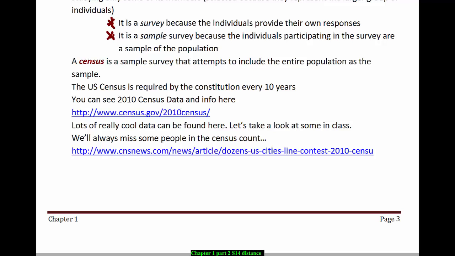This is a survey of the population. However, notice that your text still calls it a sample survey. And they don't say it's a survey of the population. That's because even though we try really hard, it's basically impossible to actually survey everyone in the population. So we can take a look at the data that the census provides us.